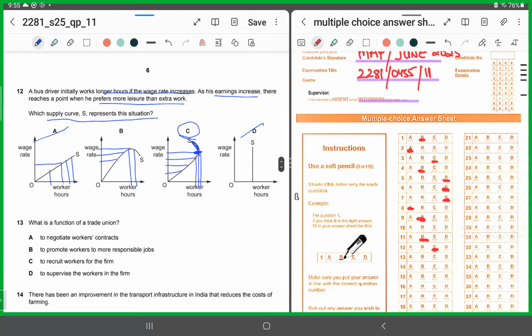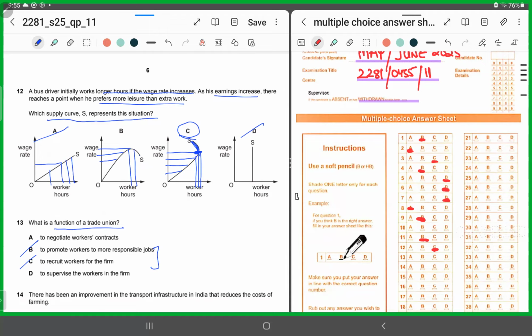Number 13. What is a function of a trade union? To negotiate workers' contracts, to promote workers to more responsible jobs, to recruit workers for the firm, to supervise the workers in the firm. It cannot be B, it cannot be C because they are both functions of the management, right?